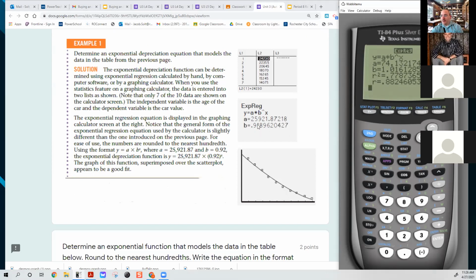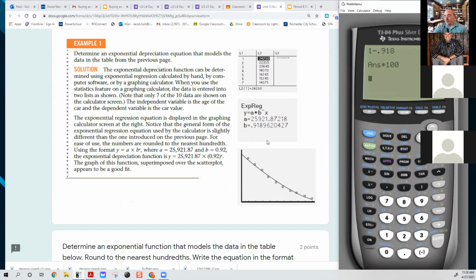This exponential regression, I see that it started at 25,921. This was probably the original value of the car when it was first purchased. And then b tells me it's a value of 0.918, so maybe 0.92. I can find out what that percentage is by taking 1 minus 0.918, which gives me 0.082. Times that by 100, turn that into a percentage, and I get 8.2%. This one is decreasing by 8.2%.